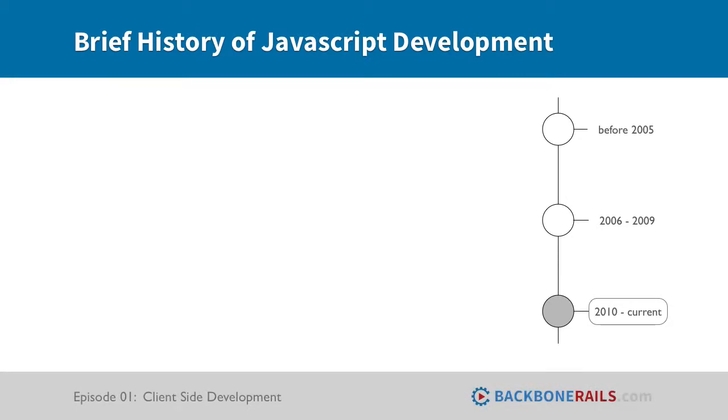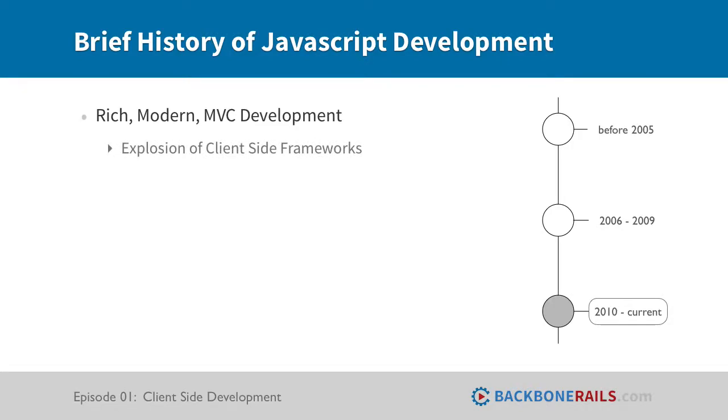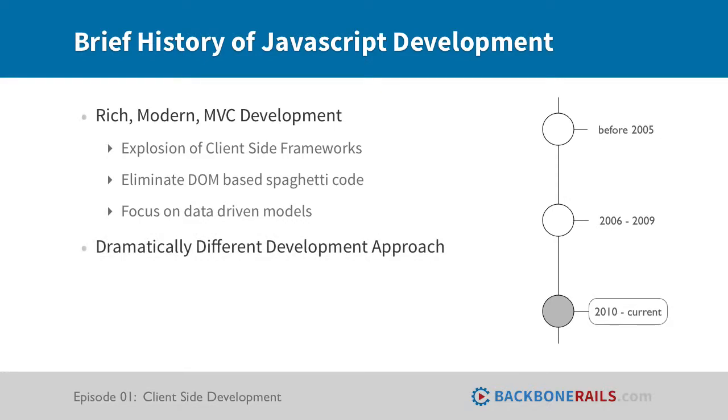From 2010 until now introduces the golden age of JavaScript development with rich, modern MVC. We've seen an explosion of client-side frameworks. There's no more reason to pack the DOM with anything other than what belongs there, semantic markup, and we can finally focus on data-driven models. This introduces a new way of thinking across the board from what we're used to, because, well, we have a lot more options and decisions to make as UI engineers.